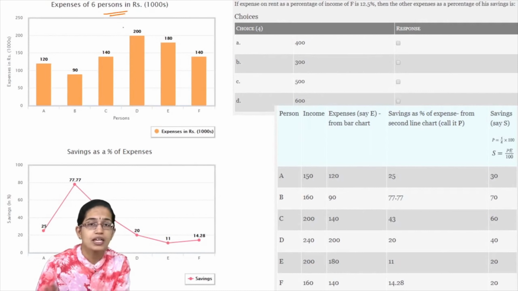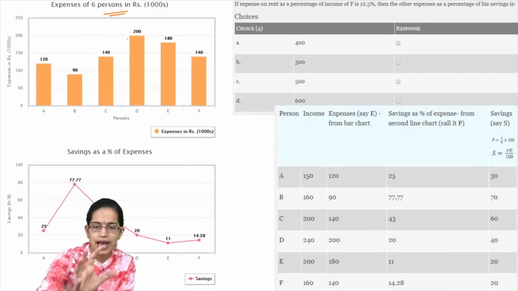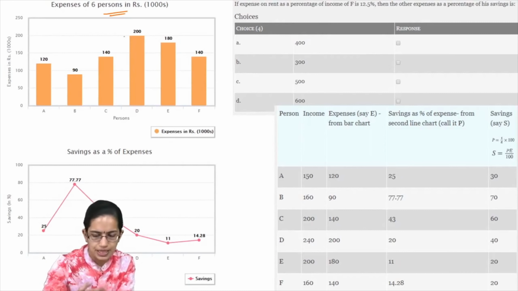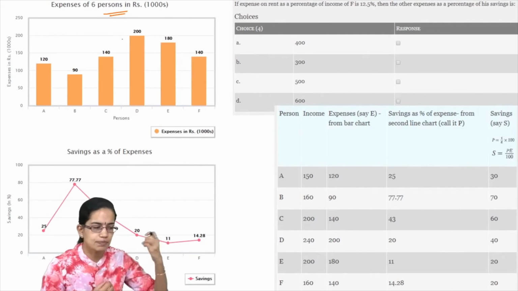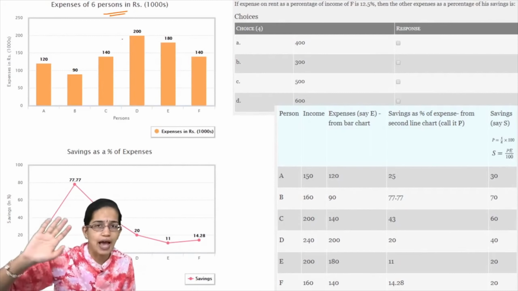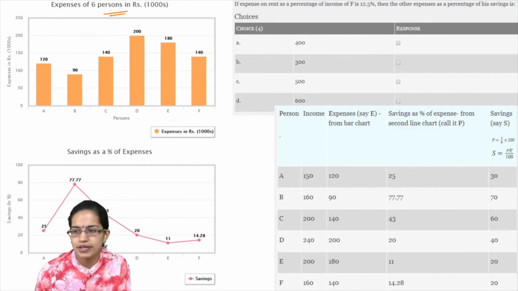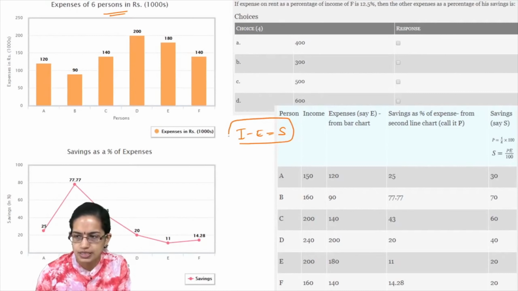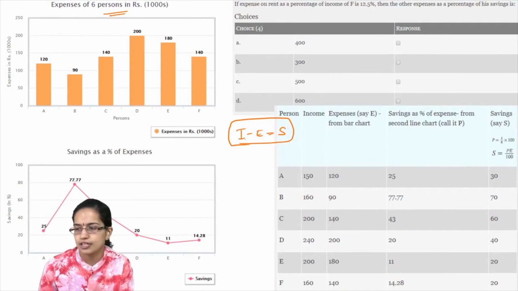Now what we are trying to find out here is expenses is given. Income minus expenditure. Let's say I earn 100 rupees. Let me make it simple. I earn 100 rupees and I spend 80 rupees. How much am I left with? 20. That 20 I'll keep in the bank, and that is my saving. So always income minus expenditure would give you saving. I hope this very fundamental thing is clear to you.